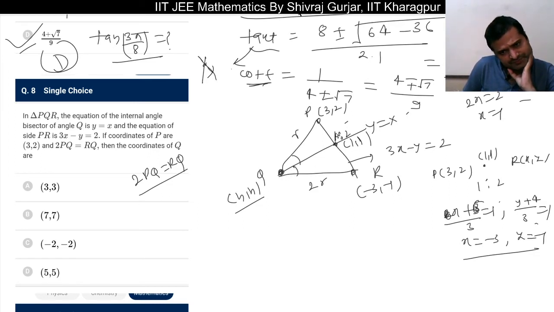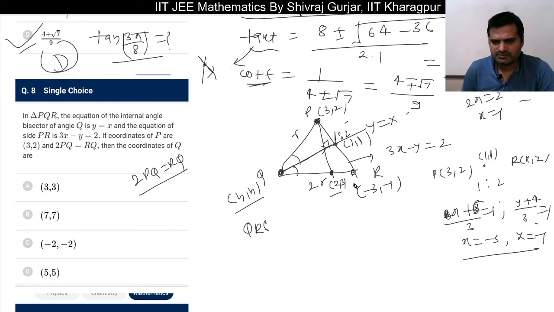So if we could get the equation of QR, then we can. Basically this is an angle bisector, and we know that if we take the reflection of a vertex of a triangle in the bisector, it lies on the opposite side. The reflection of (3, 2) in y equals x will be (2, 3). So now we can get line QR.